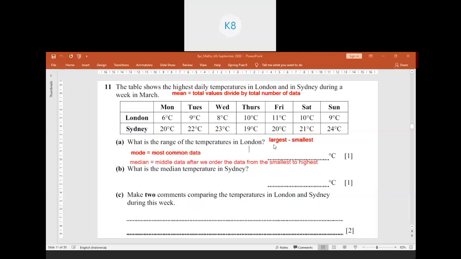What is the range of the temperature in London? We have like 3 minutes left. The range is the highest minus the smallest. The smallest is 6, the highest is 11. So we calculate 11 minus 6, which equals 5.